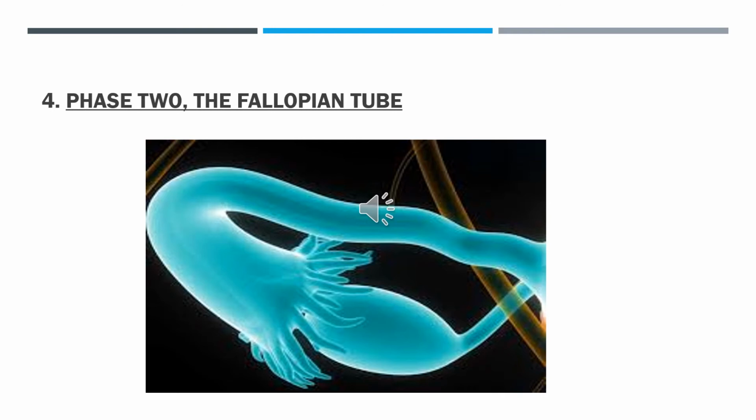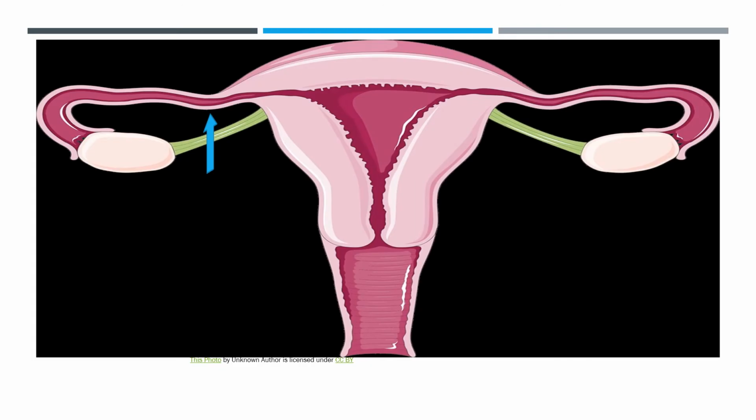What is the fallopian tube? You can add your own definition, or you can find your own definition. I'm not going to spoon feed you. So let's see what happens in the fallopian tubes. This is the structure of the female reproductive system.